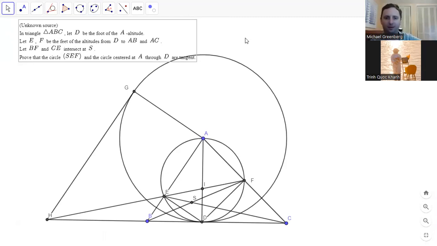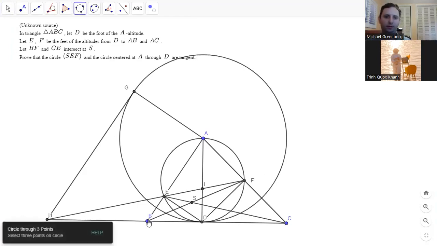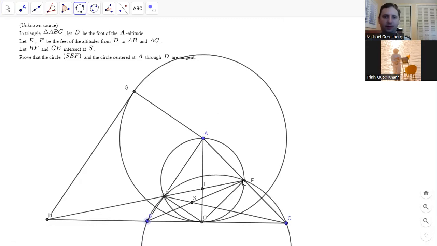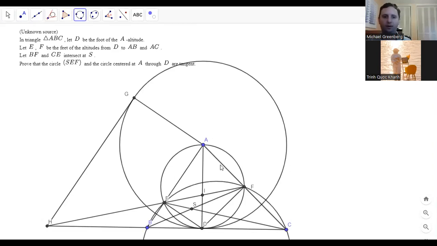Interesting. Oh, because if these were collinear, yeah, then you might be able to use power of a point. Well, that would mean BEFC is cyclic. Is that obvious? I'm not sure, but I think it might mean that. Yeah, that's just obvious by an angle chase, right? Because this angle equals this angle, which equals this angle. Okay.